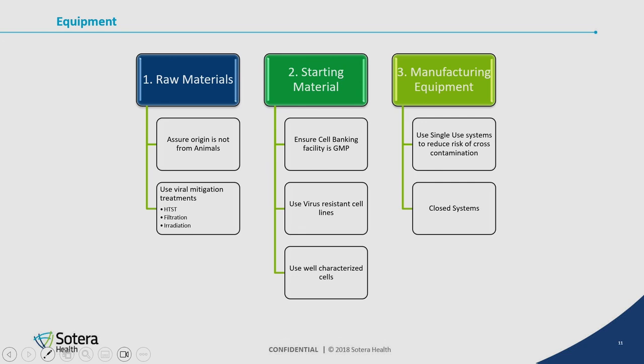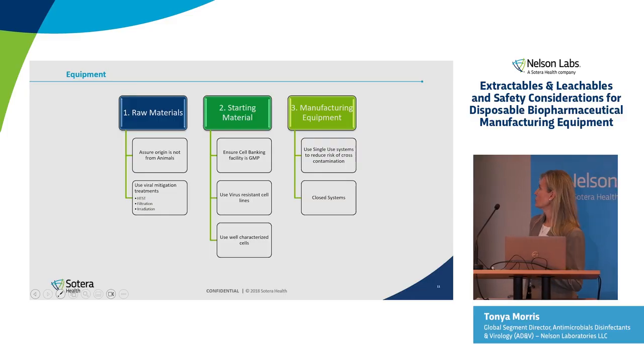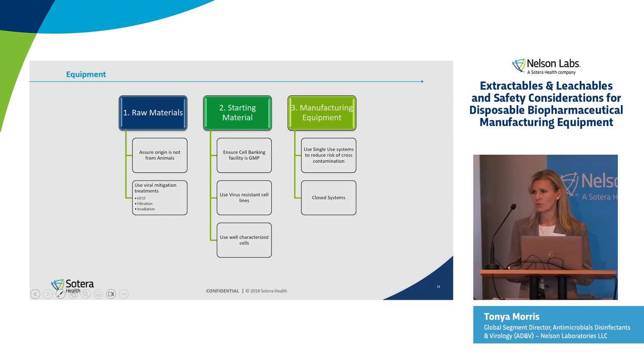And then also using well-characterized cells. So stuff that we already know, we already have a lot of information about it. We already know what the risks are associated with using it. That will help us mitigate some of the risks in the process as well. And then manufacturing equipment, as mentioned before, this is most likely an aseptic process. So using those single-use systems to reduce that contamination risk and or a closed system.